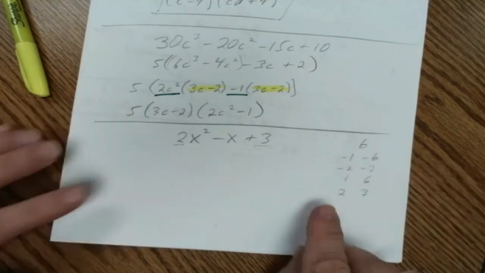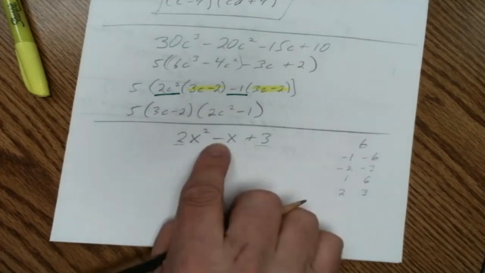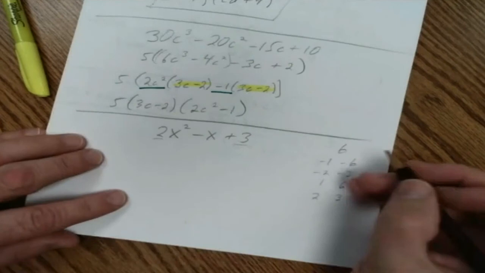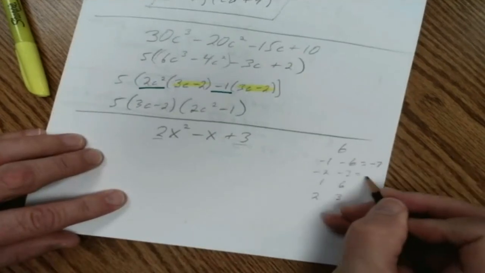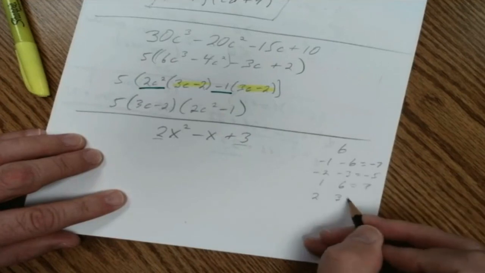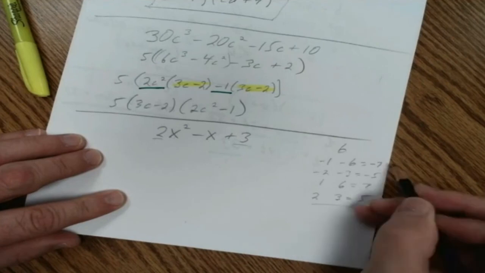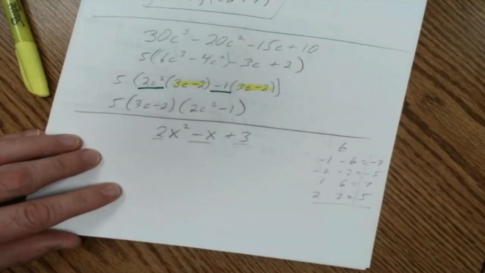Right? And which of those, if we did that, would add up to be negative 1? Because that's our middle term, negative 1. So if we add these together, that's negative 7. If we add these together, that's negative 5. If we add these together, it's a positive 7. And that's a positive 5. None of these will add up to the negative 1 that we need in the middle.